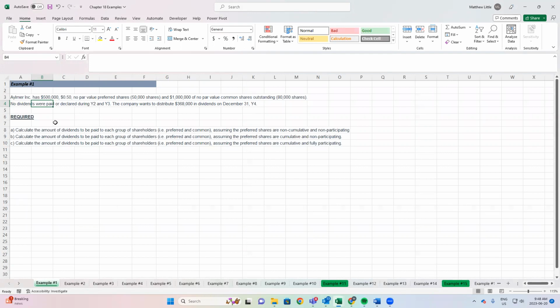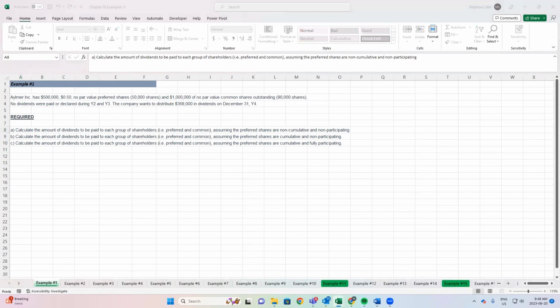No dividends were paid or declared during year 2 and 3, and the company wants to distribute 368,000 in dividends in year 4. So we're asked to look at 3 different scenarios, and let's go through one at a time. The first item is, we want to calculate the amount of dividends, preferred and common, assuming the preferred shares are non-cumulative and non-participating.